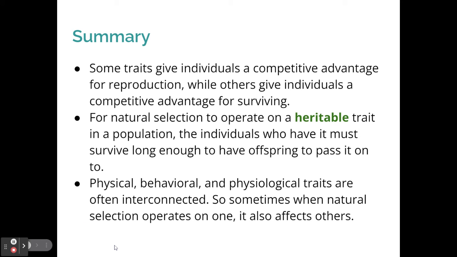So, if we put this all together, what's the important thing that we need to know about natural selection and evolution? What we need to know is that some traits give advantages for being able to produce offspring and reproduction, and other traits are important for the survival of the individual organism. Again, species want to do two things. An organism wants to survive, and an organism wants to reproduce. These are the two driving forces of just about every organism.